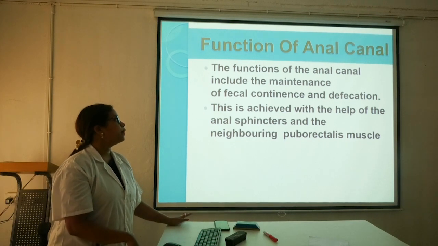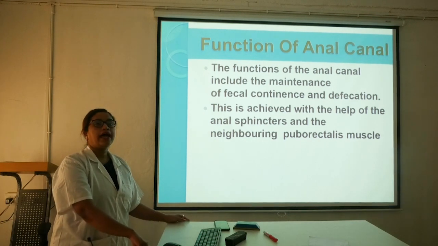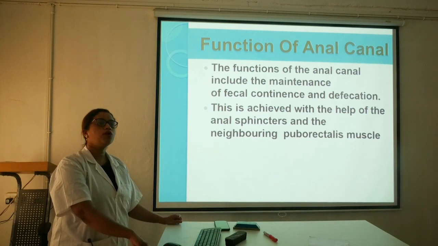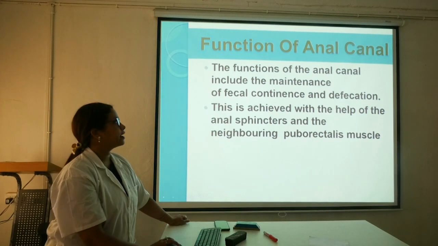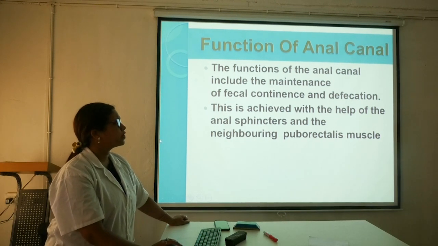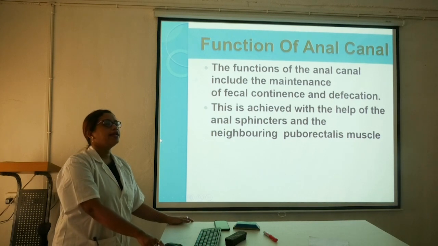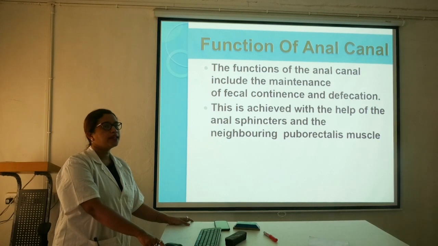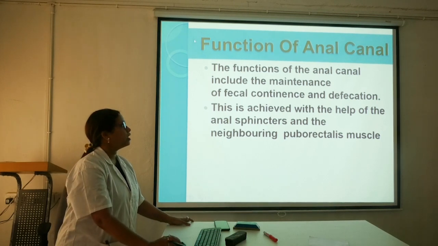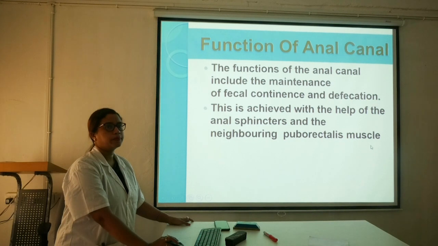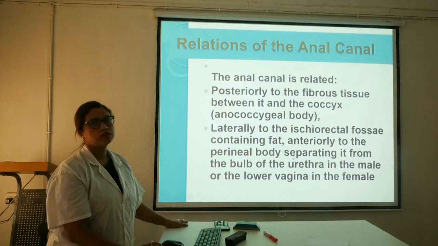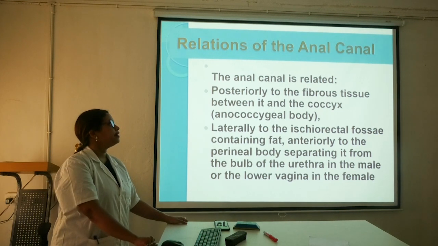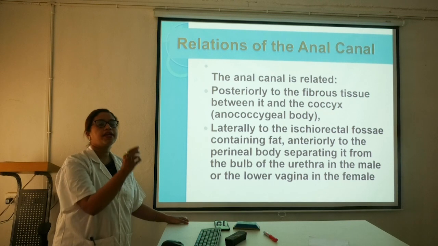Then it is achieved with the help of sphincter and additionally কোন মাসেল হেল্প করে? Puborectalis, যেটা ওকে সাপোর্ট করে। Okay, so this is the function of the anal canal. So maintenance of fecal continence and defecation, and the help would be produced by the anal sphincters, both internal and external, along with the puborectalis muscle. Okay, then what are the relations? Which organs are related? Just think about the rectum and anal canal.